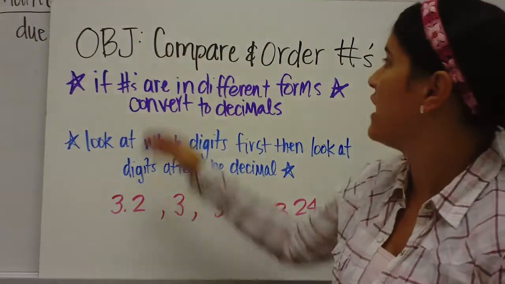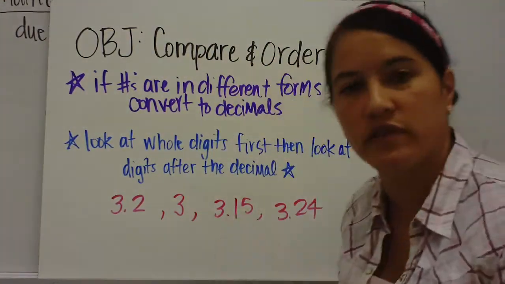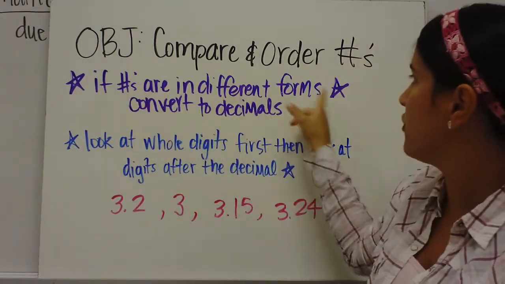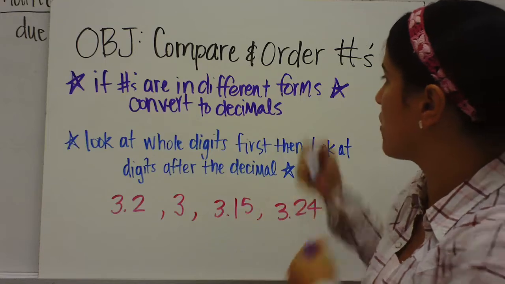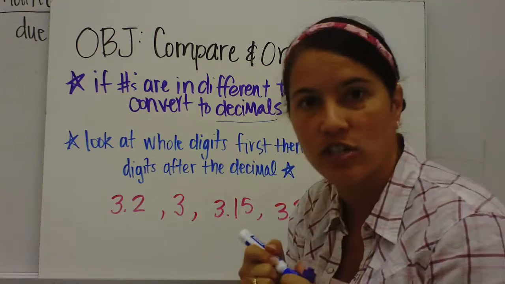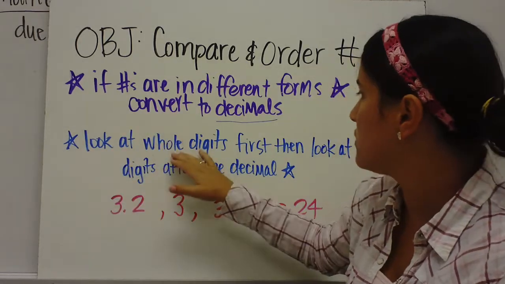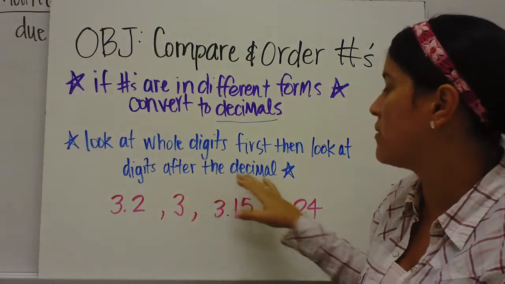Okay. Hey y'all. Today's objective is compare and order numbers. We've done some of this in class, and so this should be really quick. If numbers are in different forms, convert to decimals. And so we've been practicing converting fractions to decimals and estimating square roots. First you look at the whole digits, then you look at what comes after the decimal.